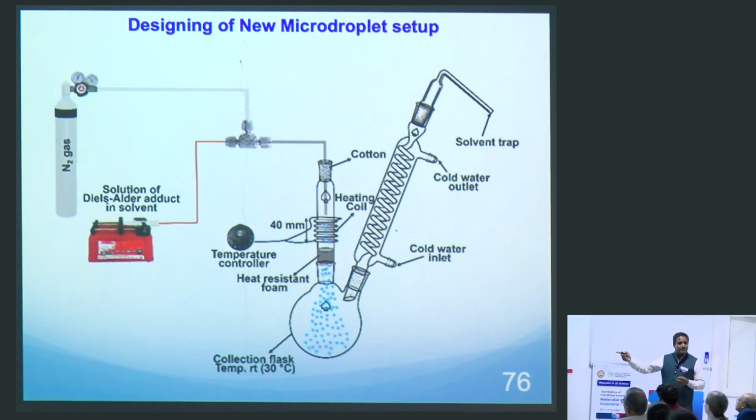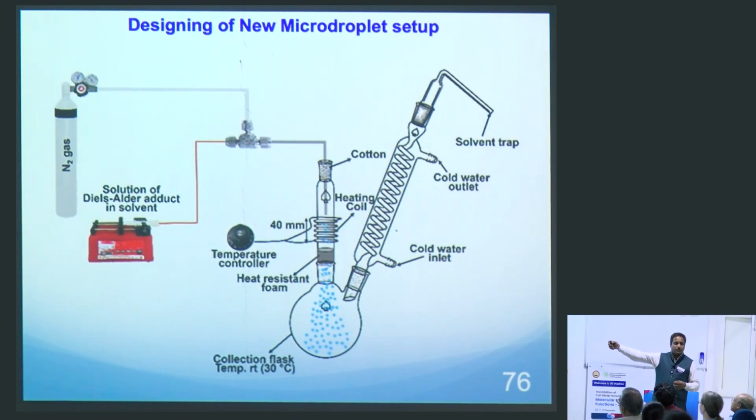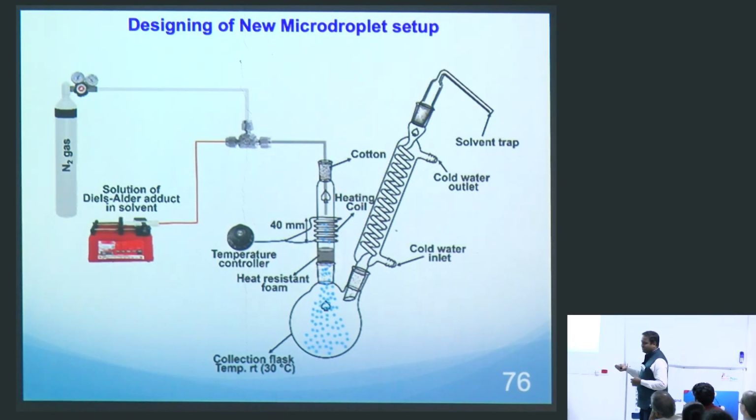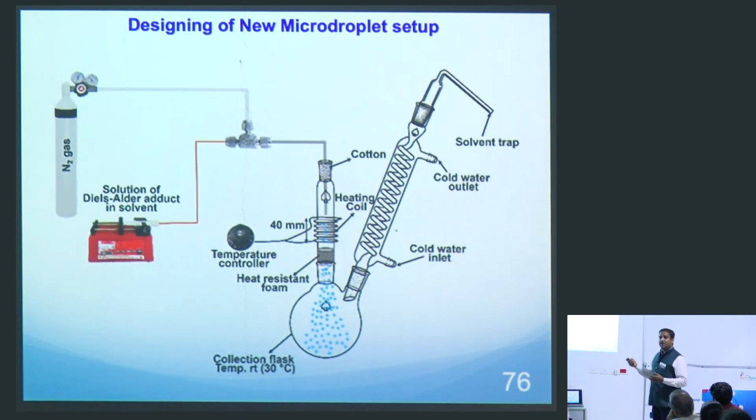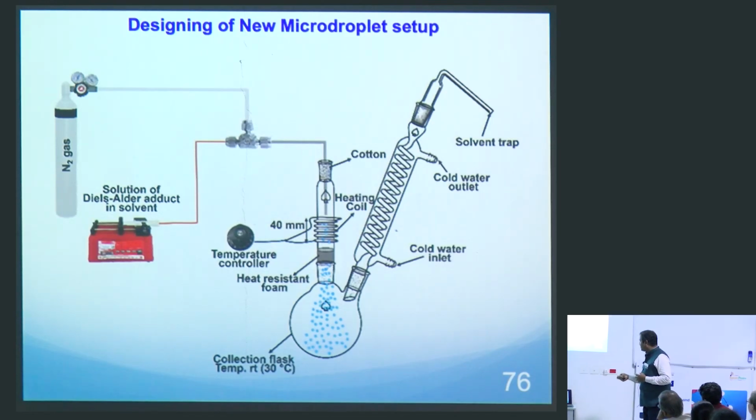But in the case of a bulk reaction, you have to heat continuously for 12 hours, which produces multiple byproducts. But here it will not. Either starting material or product, if some starting material is there, one can go for another cycle. That's the advantage with the microdroplet method.